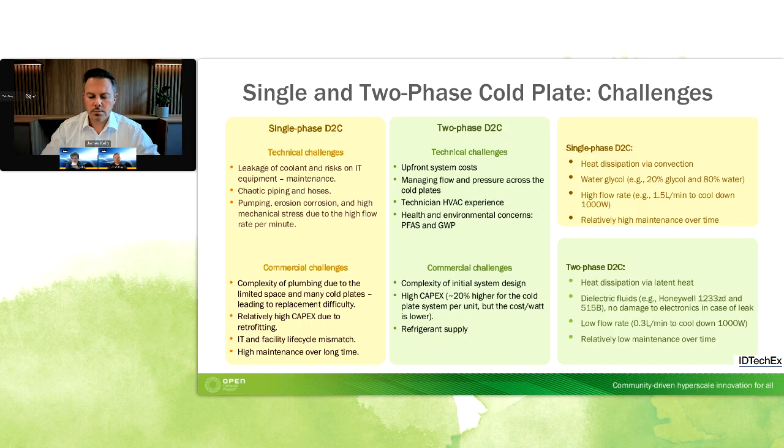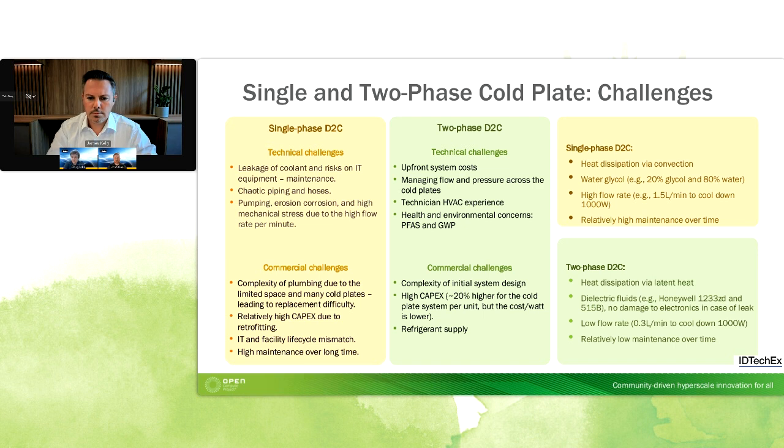And then moving down to two-phase D2C, the technical challenges include the upfront system cost, managing flow and pressure across the cold plate, and the lack of technical expertise in this particular area, because two-phase D2C is still a relatively novel concept. Also health and environmental concerns like PFAS and the global warming potential. Global warming potential is less of a concern because there are quite a few refrigerants with GWP around 1 or less than 1, so that's not too bad at the moment.